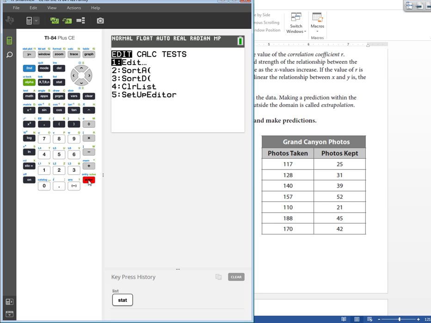The Stat button is kind of right in the middle top. I have a Casio. Why don't you come up and grab one of these? Then what do we do after Stat?